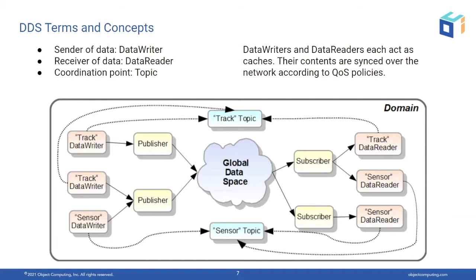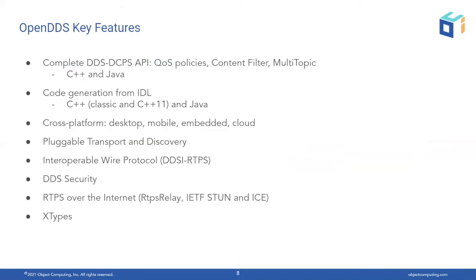And we think of those writers and readers as caches. The application code can populate a writer cache with data, and it gets synchronized over the network according to quality of service policies to all of its matched readers that also have their own caches with their own quality of service policies. And that data makes its way up to the applications. There are a lot of other concepts in DDS, but those are the key ones for what we're talking about today.